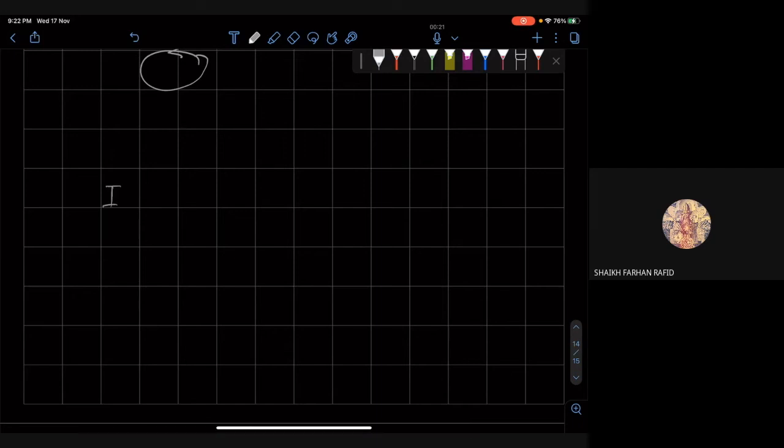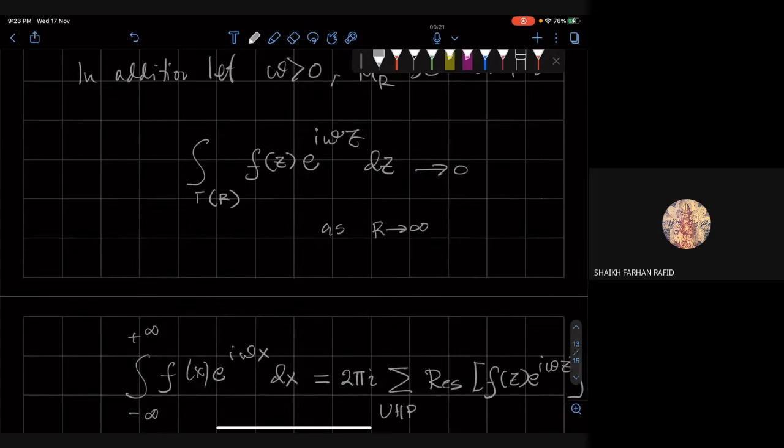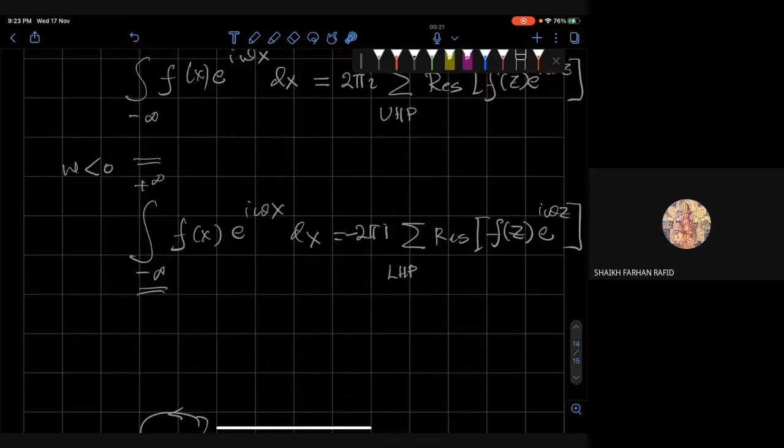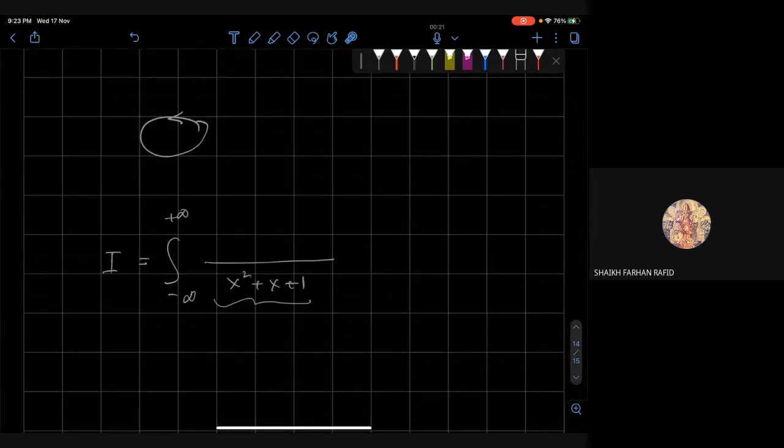So for example, suppose we have to do the integral from minus infinity to plus infinity. Now instead of e to the power i, we have some function, say f of x, which is x squared plus x plus 1. For Jordan's lemma, it's important that this function has big powers in the denominator, because only then the contribution from this part is going to go to 0 as r goes to infinity. If it has powers of x in the numerator, that's not going to happen.